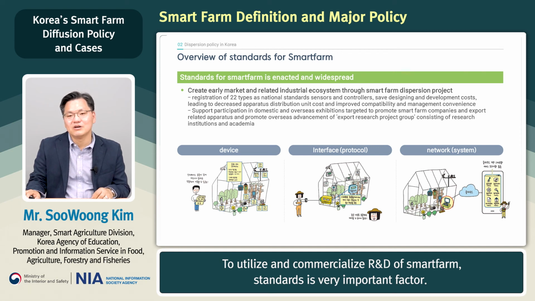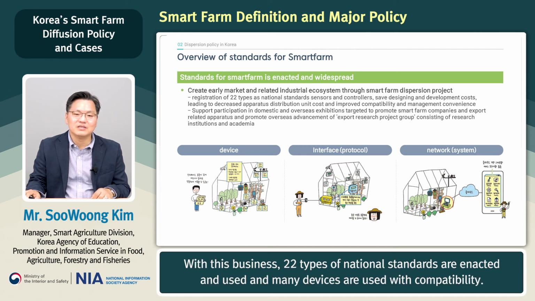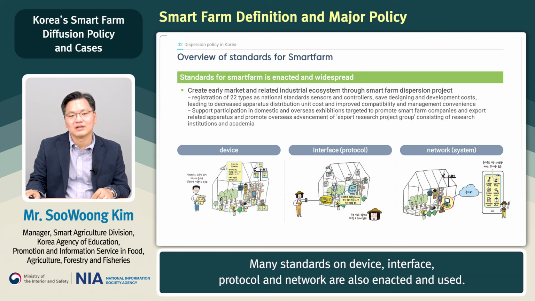To utilize and commercialize R&D of smart farms, standards are a very important factor. We run many businesses to enact and to use standards. With these businesses, 22 types of national standards are enacted and used, and many devices are used with compatibility. Many standards on device, interface, protocol, and network are also enacted and used.